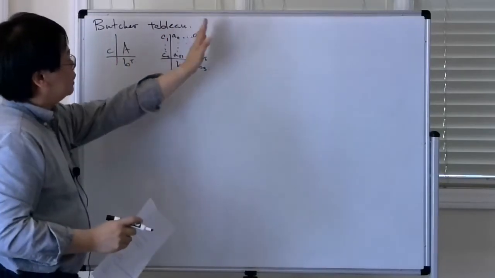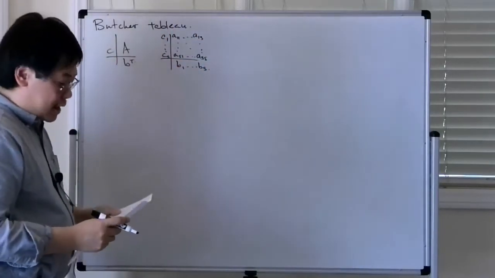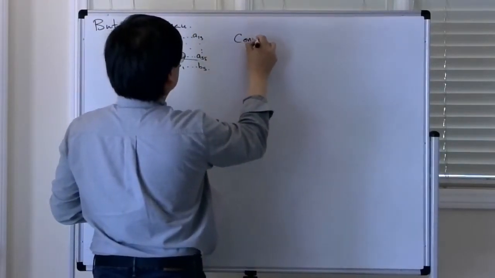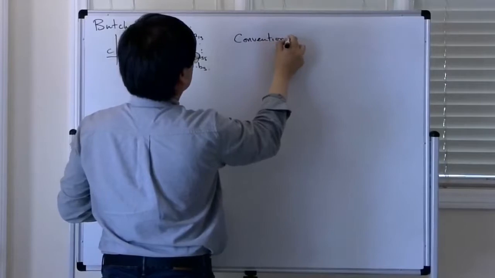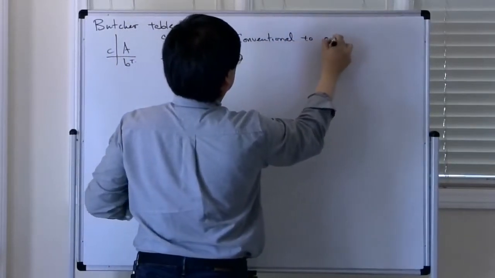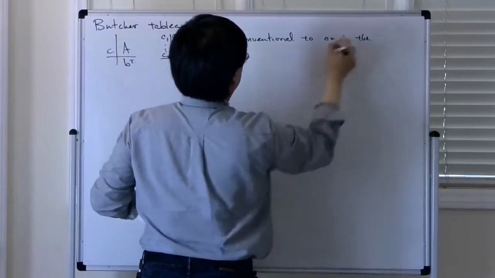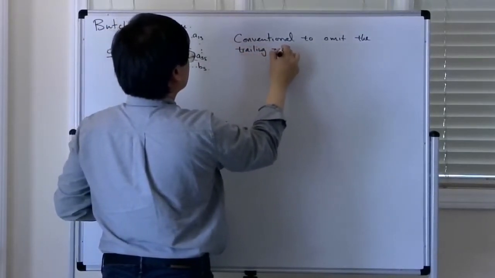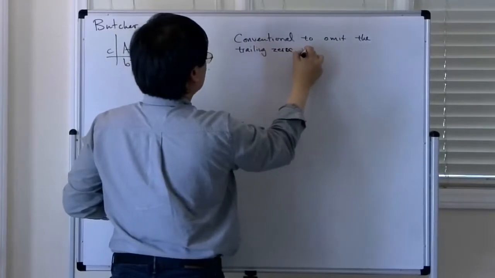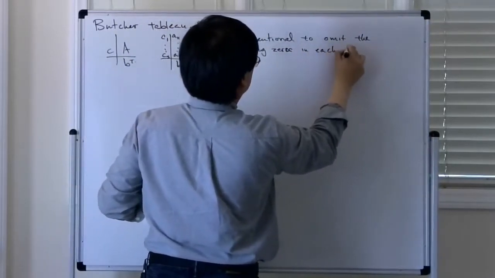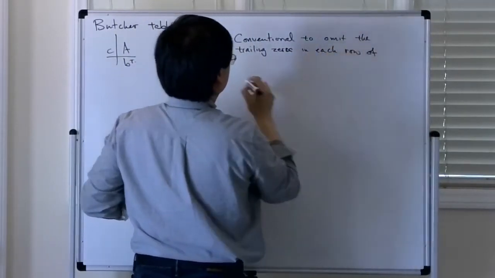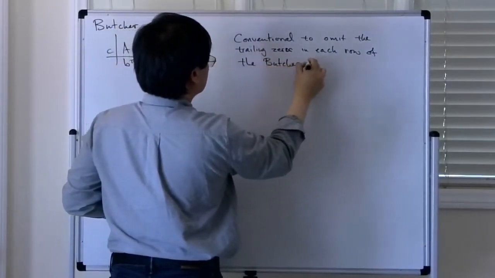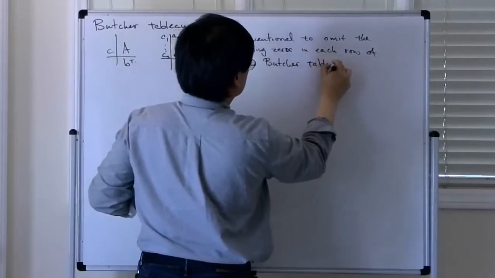Okay, so it's conventional when writing down the Butcher tableau to omit the trailing zeros on this A matrix. So it's conventional to omit the trailing zeros in each row of the Butcher tableau.